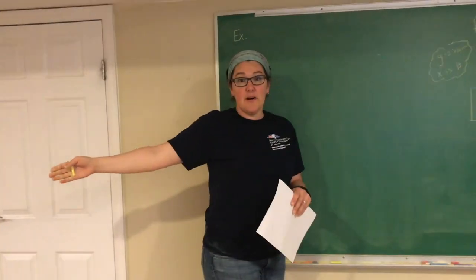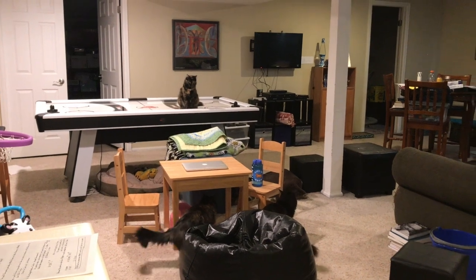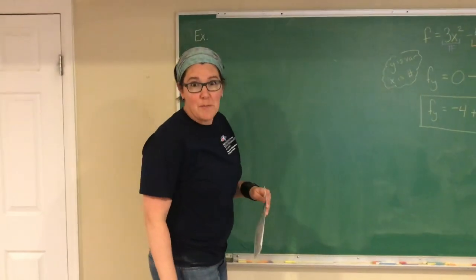That whining, that was Aquila, and now she's running away, and there goes Franklin. Oh, and we have all three of them together now. 2 hiding, about ready to fight, and 1 up on the air hockey table. All right, and we're back.